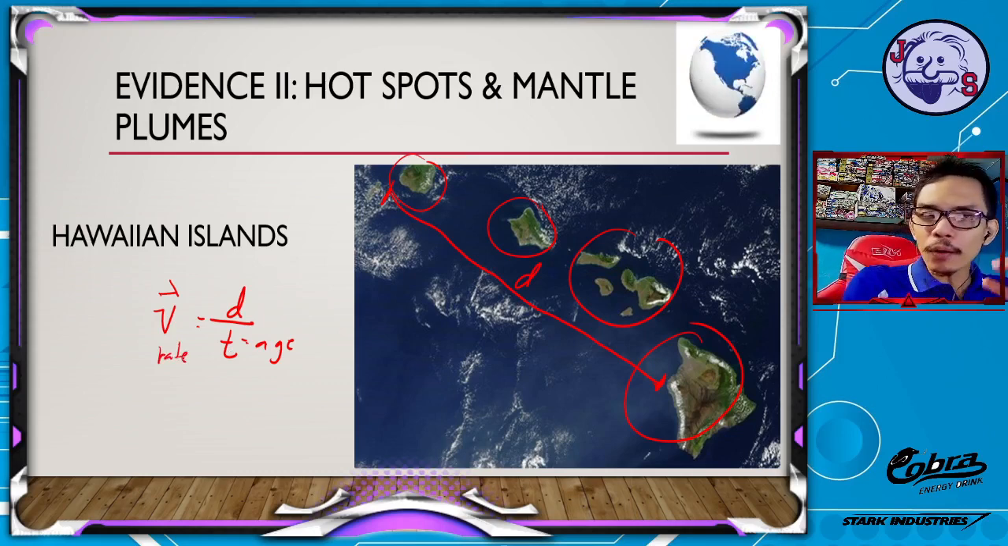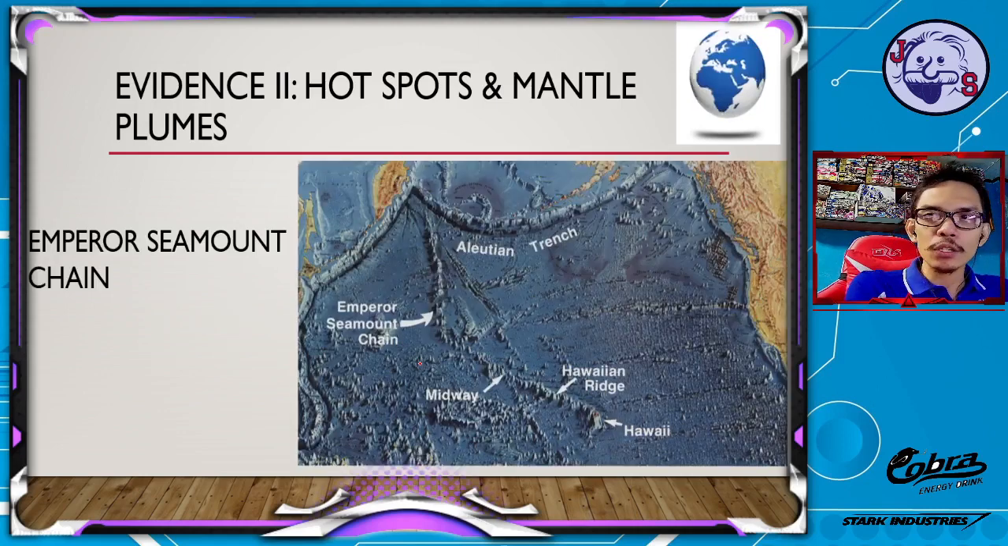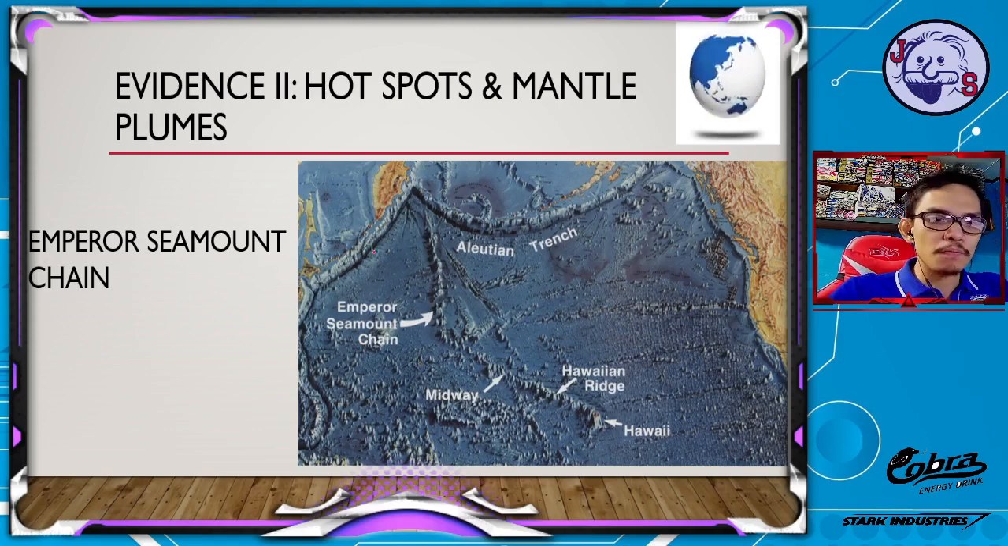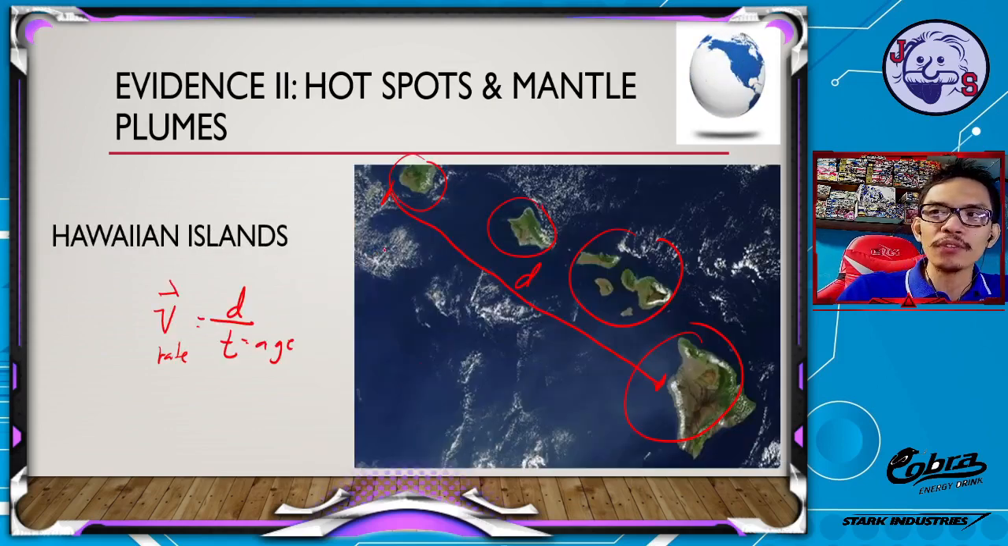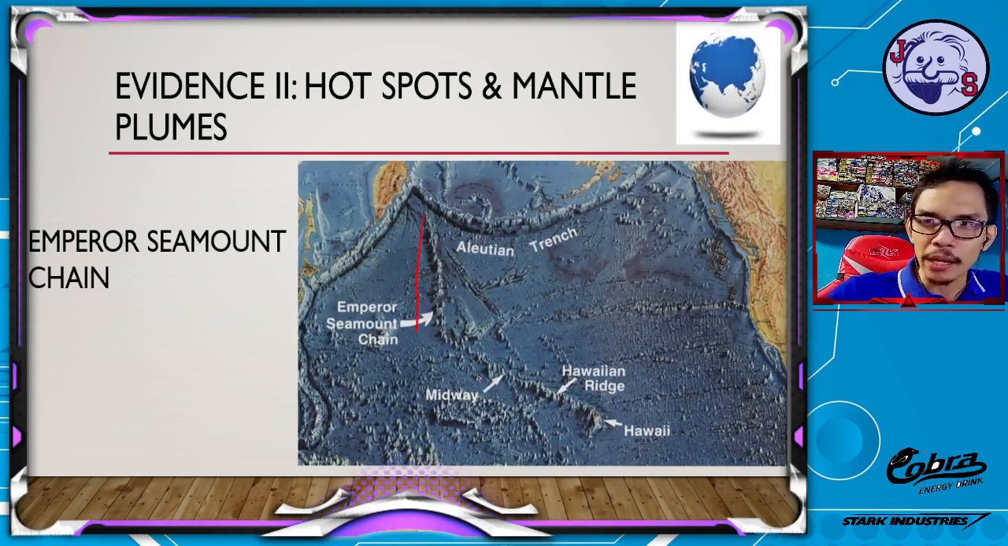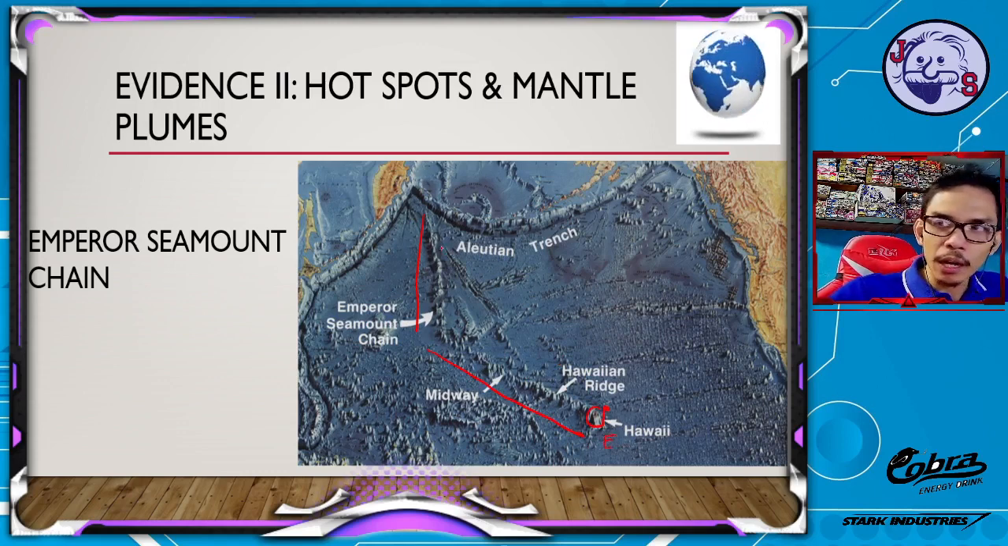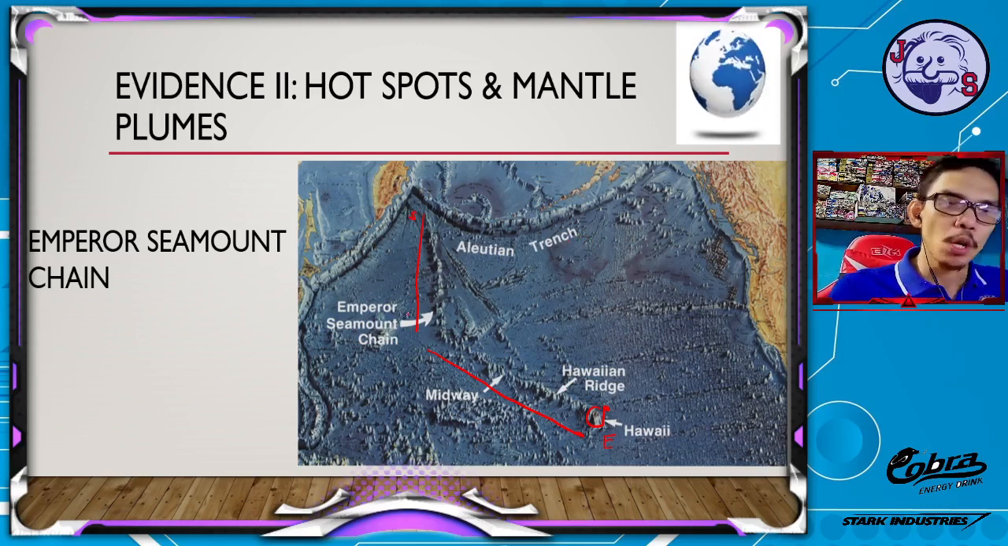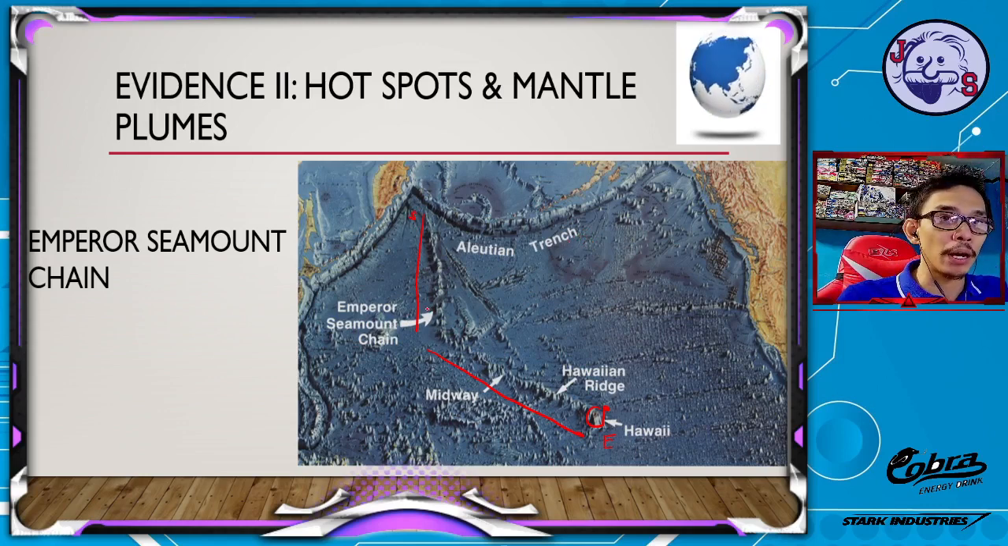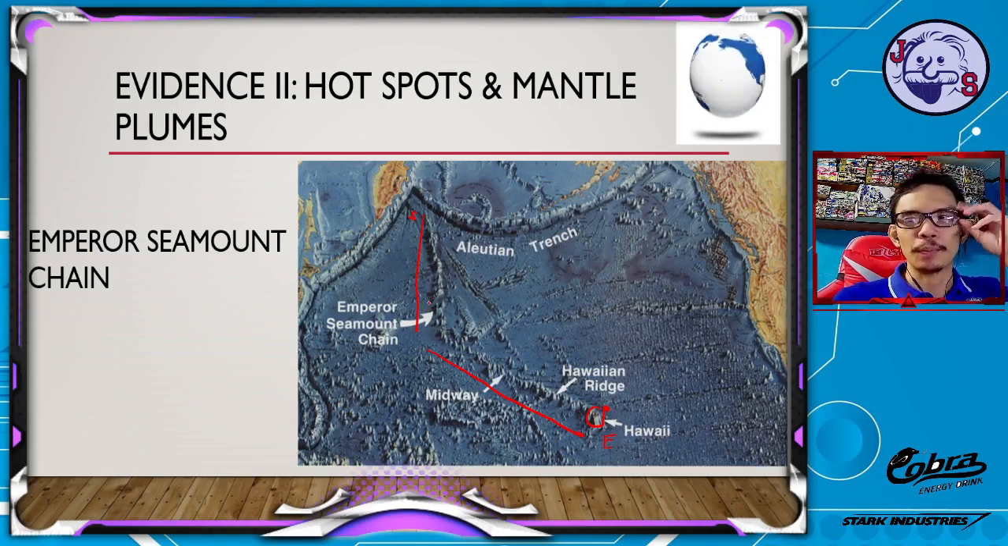Now, how about the direction? Can we use these islands in showcasing the direction of motion? Yes, we can also use this. The islands that you have right here are only 4 of the many islands in this picture. This is the present island, the end part, and this is the starting point of this group of islands that comprises the Hawaiian Islands and what we call the Emperor Seamounts.